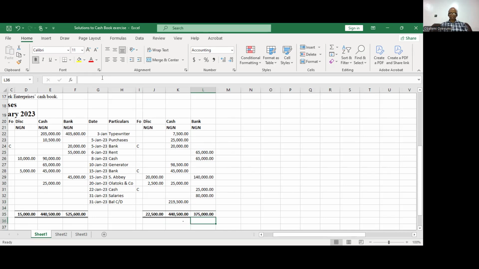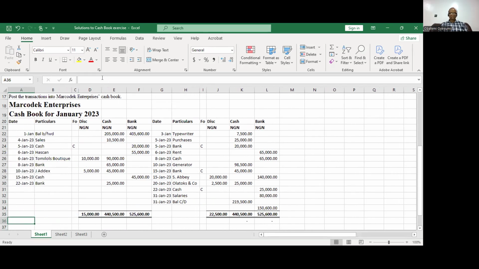So what's the difference here? So you use your calculator to look for the difference. 526,525,600 minus 375. So that's what you have. So here you have 150,600. So we are going to get the same figure for both sides now.